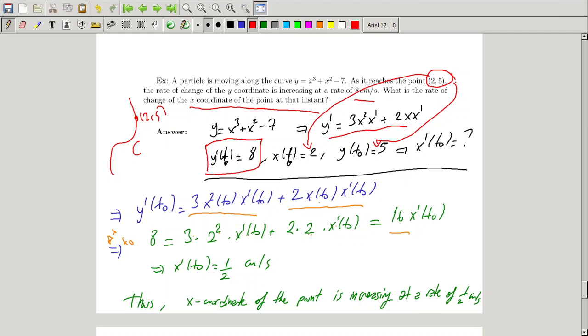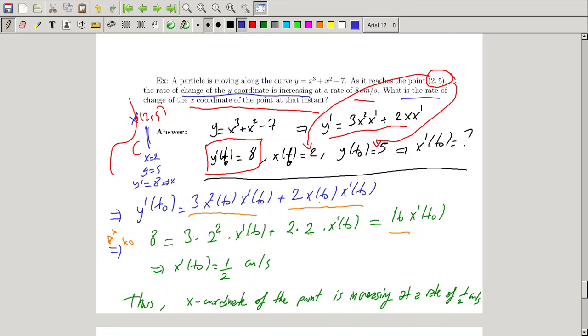A curve question, maybe we can do that one. A particle is moving along the curve. Let's say this is our curve, and a particle is moving on that curve. So at the point (2, 5), this means my x is equal to 2 at some point, x0, and y is equal to 5. The rate of change of the y coordinate is increasing at a rate of 8. It means y prime at that point is equal to 8. What is the rate of change of the x coordinate?